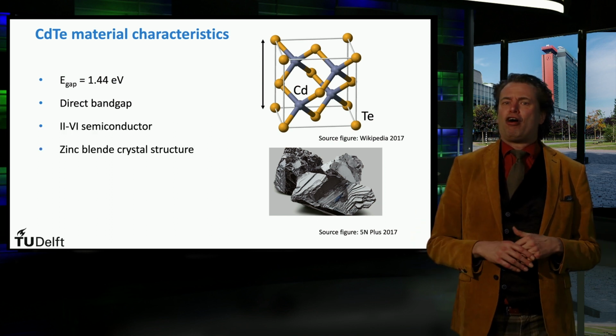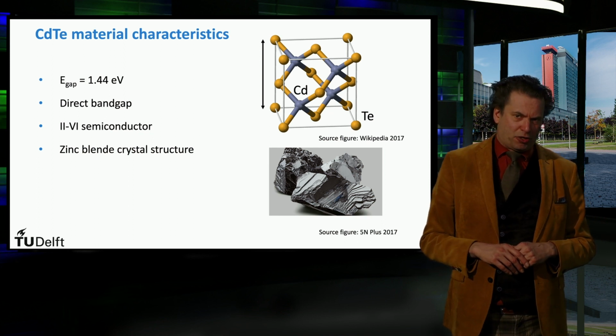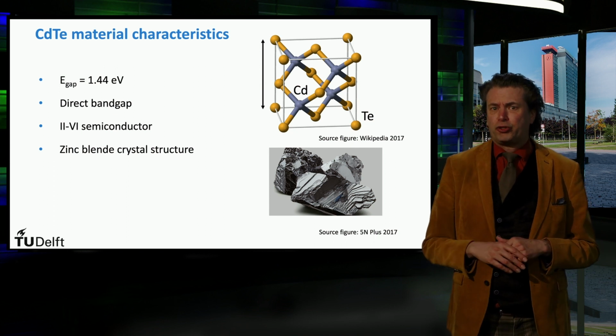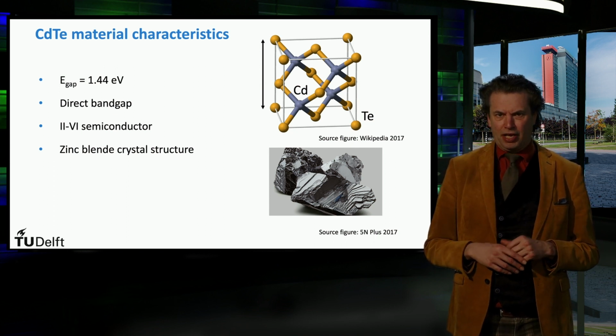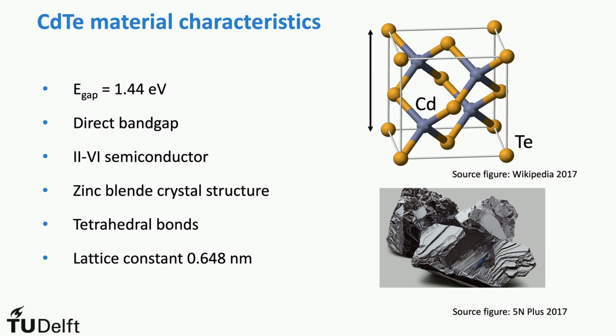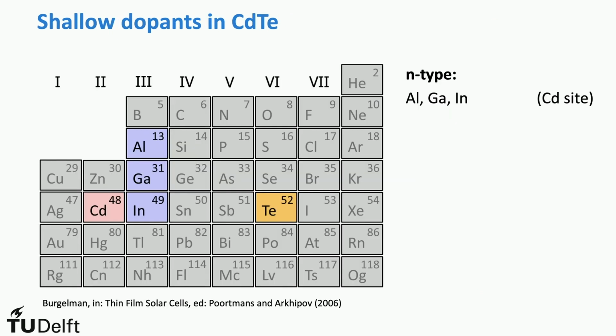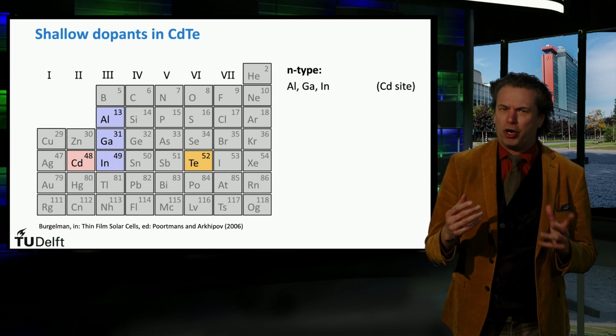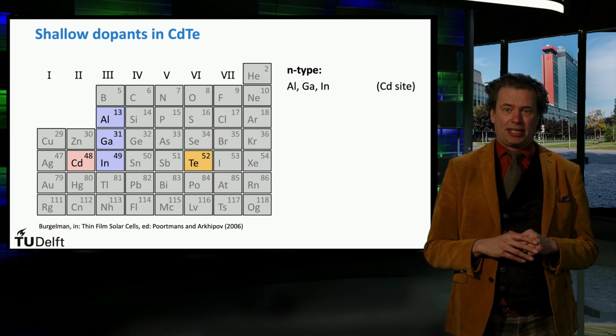The atomic structure of this 2-6 chalcocyanide semiconductor is a zinc blende crystal structure similar to that of gallium arsenide. Each atom of cadmium has tetrahedral bonds with 4 neighboring tellurium atoms. At room temperature, the lattice constant is 0.648 nanometers. Cadmium telluride material can be grown both P and N-type. It is however very problematic to achieve moderate to high doping concentration in cadmium telluride.